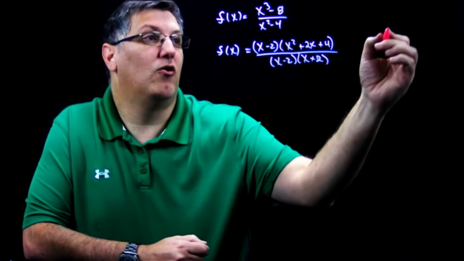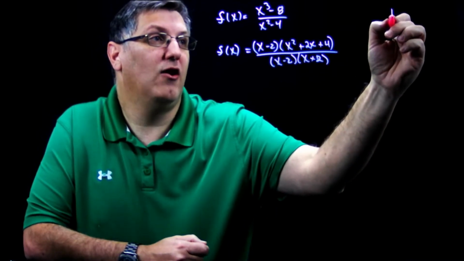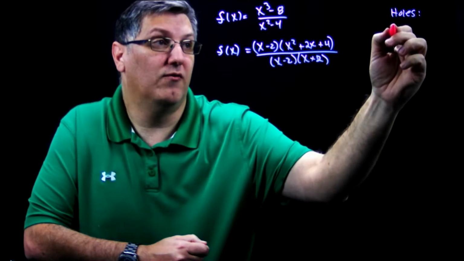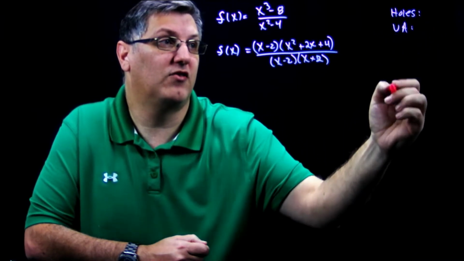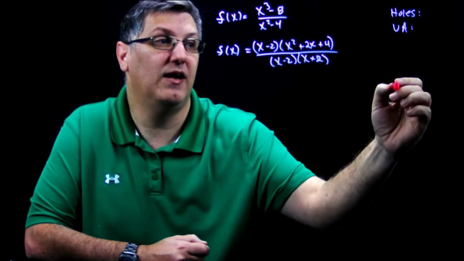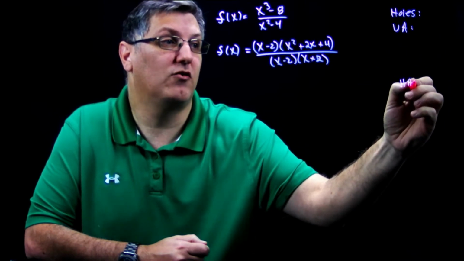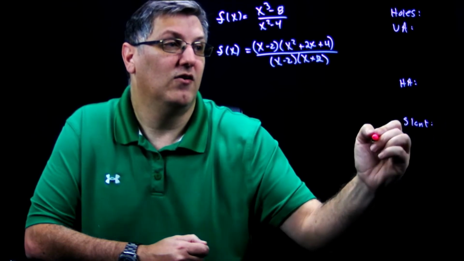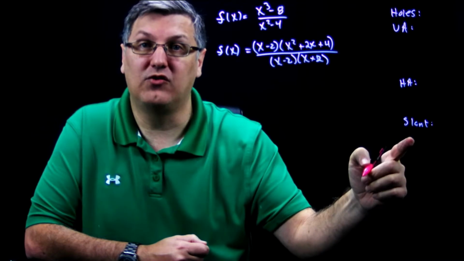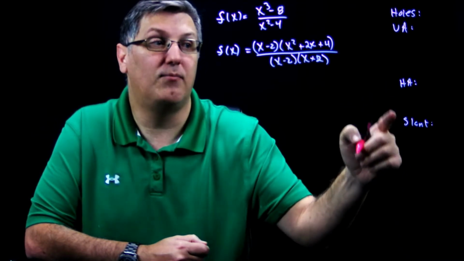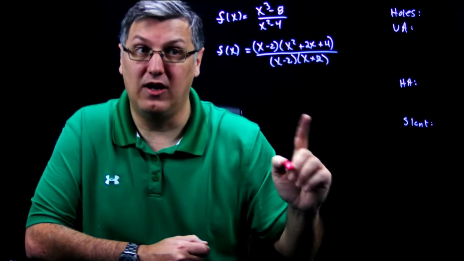So I'm going to be looking for any holes that exist. I'm going to look for vertical asymptotes, and I'm going to give myself some room because I'm going to write the vertical asymptote and behavior, a horizontal asymptote if it exists, a slant asymptote. Now, if I have a horizontal asymptote, I won't have a slant. If I don't have a horizontal, I will have a slant. So you won't have both of these. It's going to be one or the other.